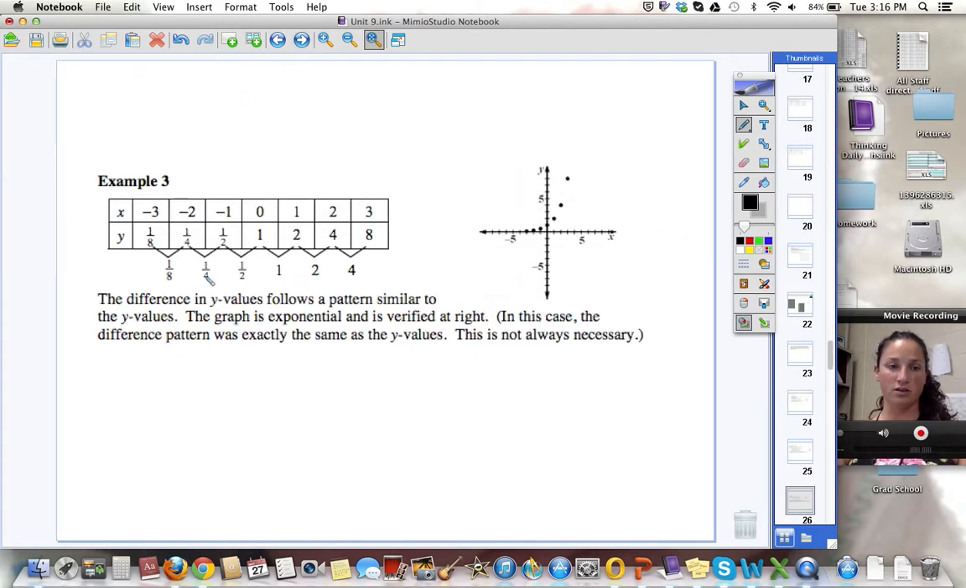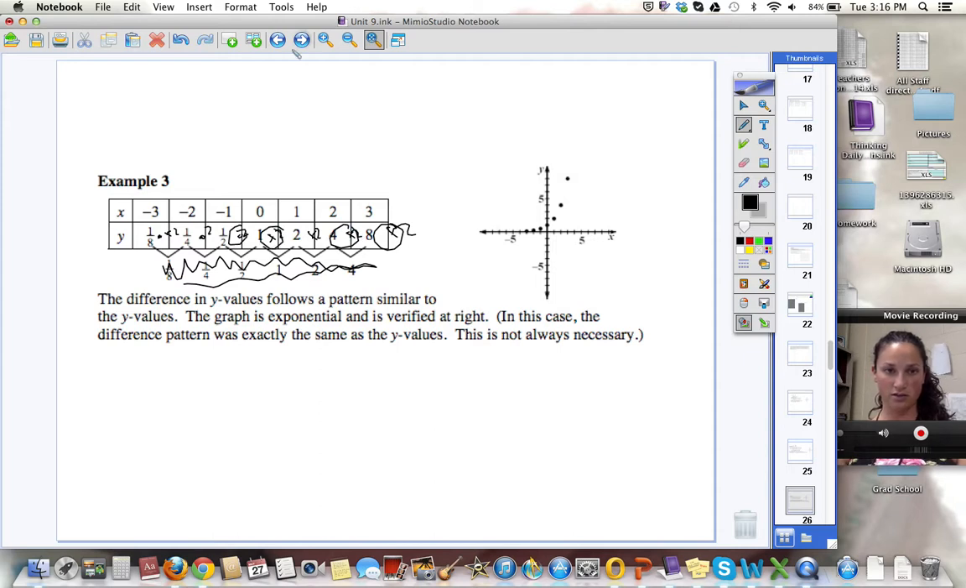And then this one. I don't like the way that they think about this one. To get from one y value to my next y value, I am just multiplying it each time. To get from 1 to 2, I times by 2. To get from 1/8 to 1/4, I times by 2. 1/4 to 1/2, I times by 2. 1/2 to 1, I times by 2. 1 to 2, times by 2. This one is the only one that's using multiplying.